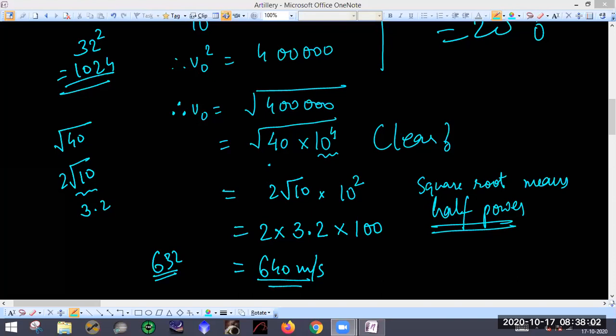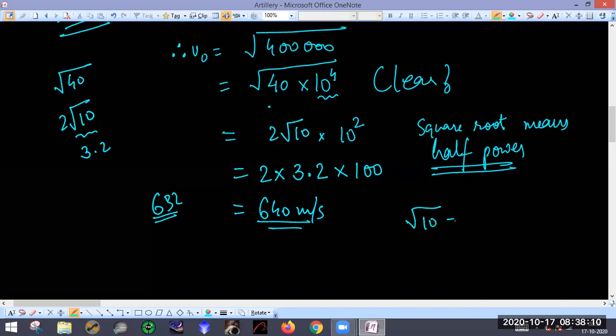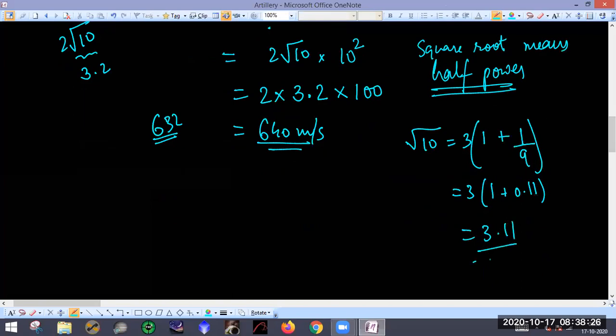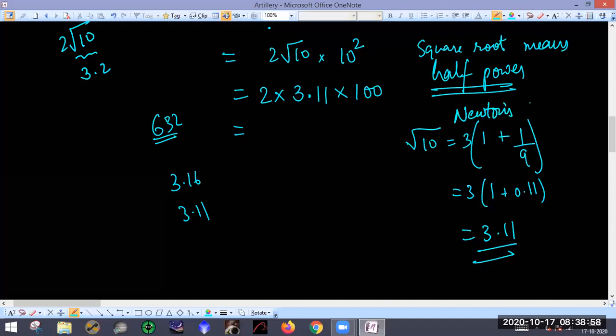Yes, an error of 8, I agree. I can actually improve it further. I can write root 10 as 3 into 1 plus 1 by 9. So how much is that? 3 into 1 plus 1 by 9, that is 0.11. Let me do one more step. 3.11. Calculator gives 3.16 and now I'm getting 3.11. So this is going to be 622. Still a little error comes. Yeah, I agree. This is called Newton's formula.